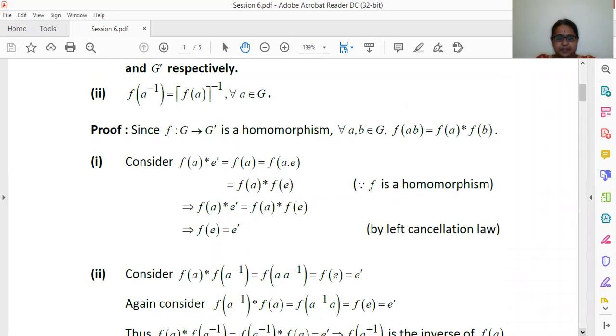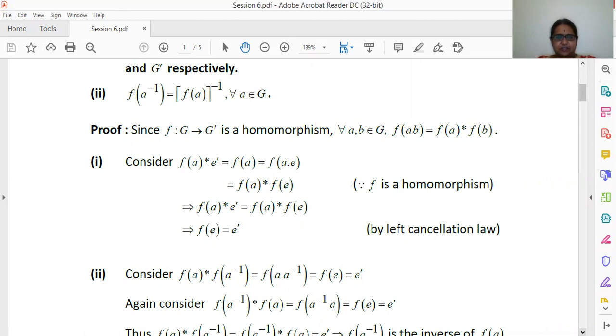Second property: f of a inverse is equal to f of a whole inverse. To prove this, we consider f of a star f of a inverse. Since f is a homomorphism, we can write this as f of a into a inverse, which is f of e, that is e dash. Now again consider f of a inverse star f of a. Since again f is a homomorphism, this is f of a inverse dot a, that is f of e, and f of e is e dash.